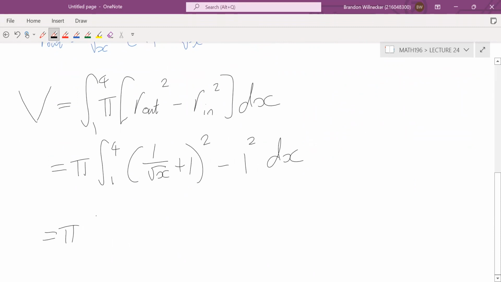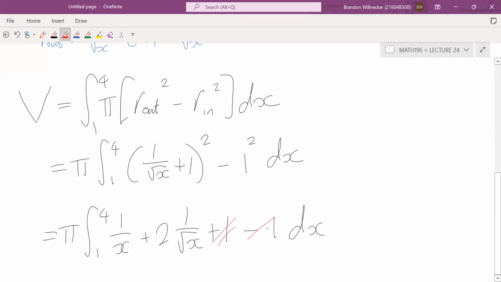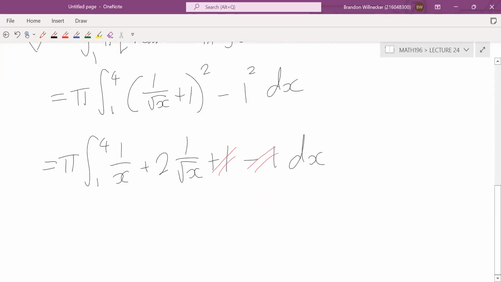So this is going to be pi integral from 1 to 4. Let's expand this out. 1 over root x squared is going to be 1 over x. Then we've got the cross term, so that's plus 2 times 1 over root x, and then 1 squared is 1, and then minus 1. So this and this go away, because we have plus 1 minus 1.